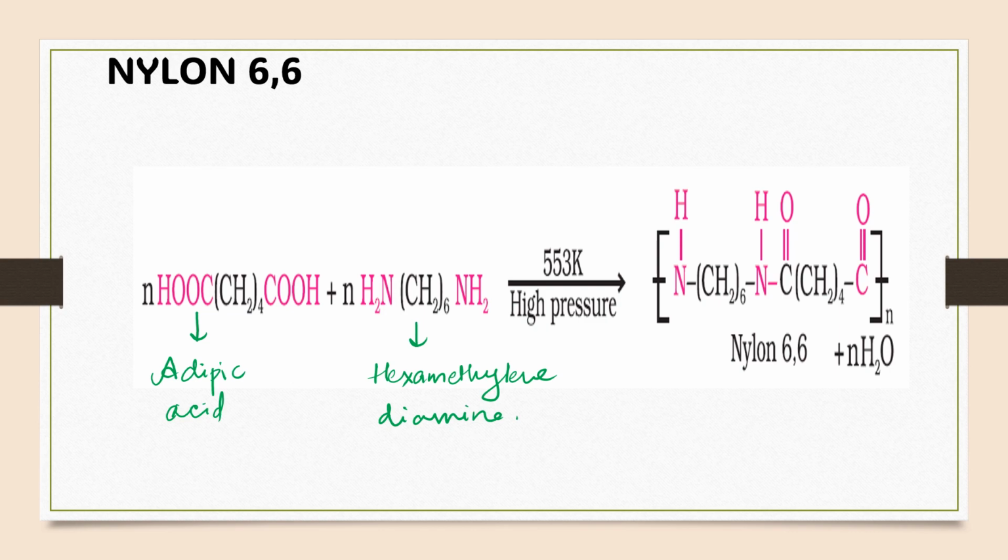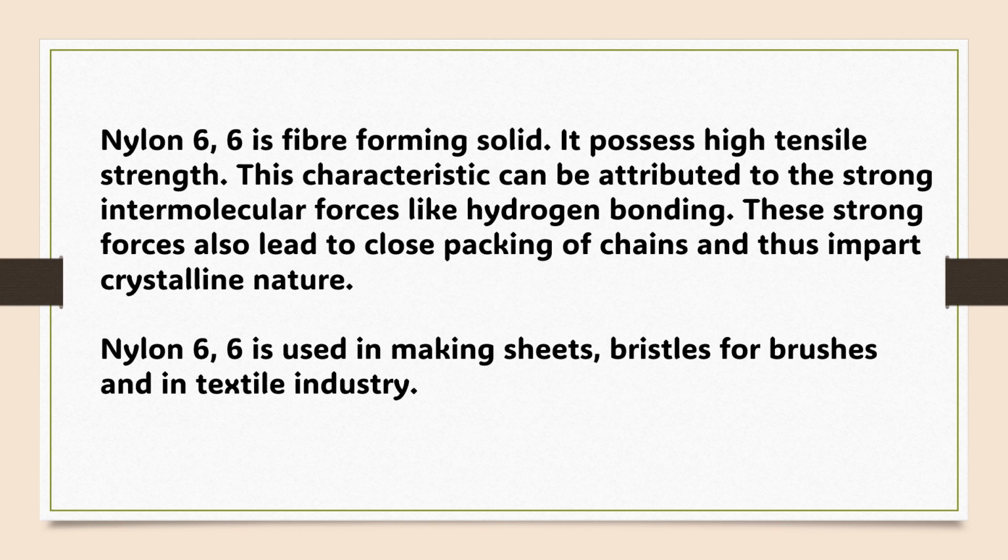Under high pressure and 553 Kelvin, adipic acid loses its OH group, and the hexamethylene diamine removes one hydrogen atom. That is one hydrogen from here and OH from here. They both react to form a water molecule, which is removed, and it leads to the formation of nylon 66. This is the condensation reaction. Now we have to study some examples of nylon 66. Nylon 66 is a fiber forming solid.